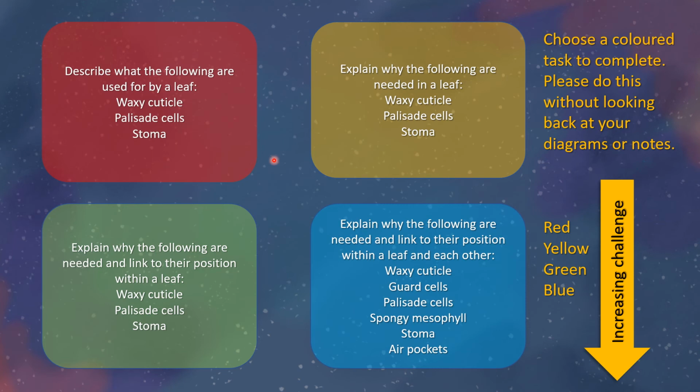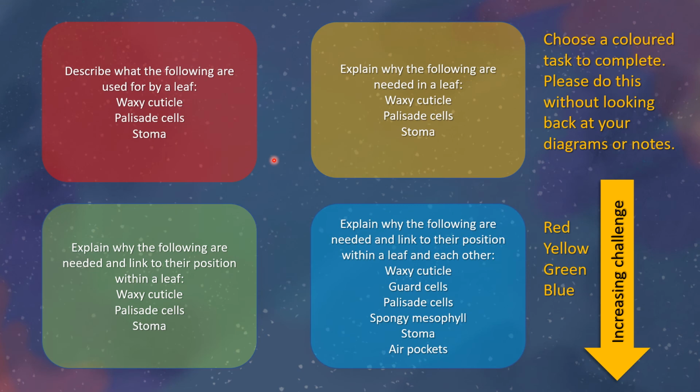Yellow, explain why the following are needed in a leaf. So this isn't just describing what they are; it's why they're important. Okay, so waxy cuticle. It's important that water doesn't escape because plants need as much water as they can. So it helps make it waterproof, and also it stops animals being able to eat it as much, which is important because we don't want animals to eat the leaves because that's where photosynthesis takes place. If a plant can't photosynthesize, it will die.